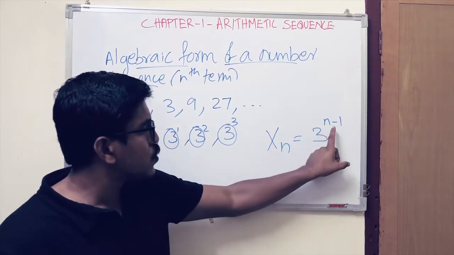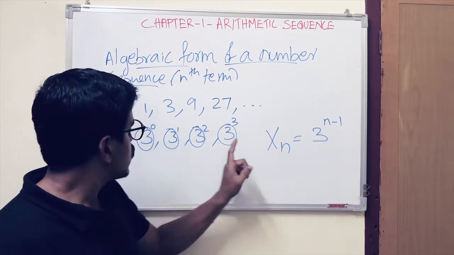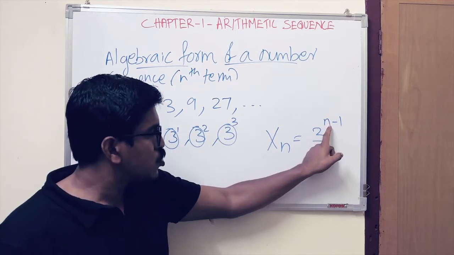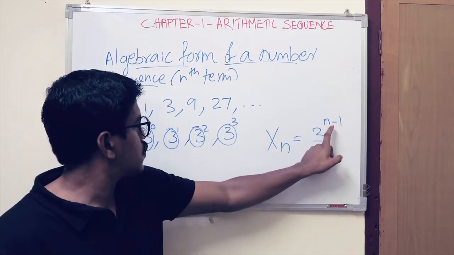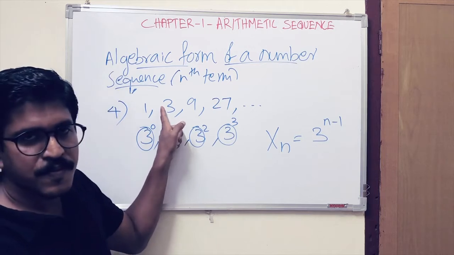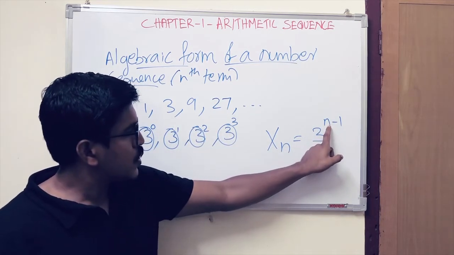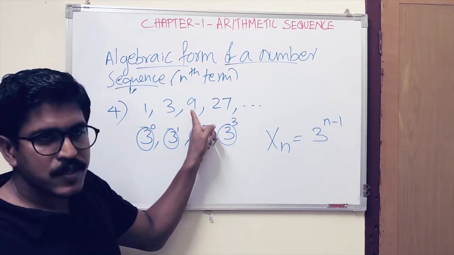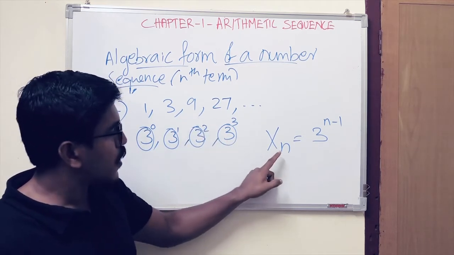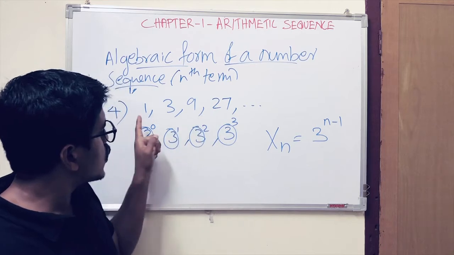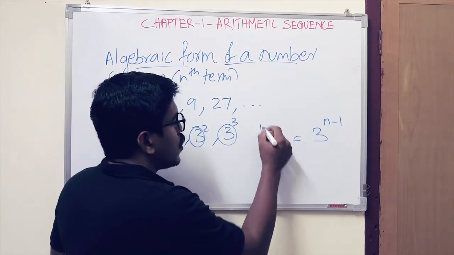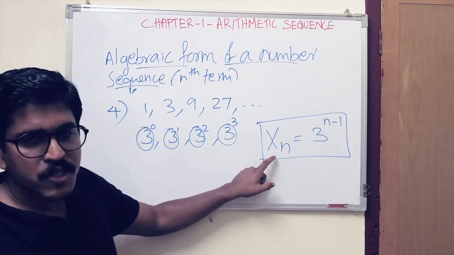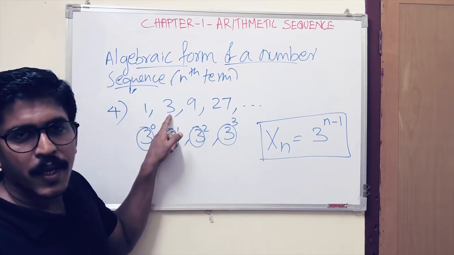If you put n equal to 1, 1 minus 1 is 0, that is 3 raised to 0, which is 1. If you put n equal to 2, 2 minus 1, that is 3 raised to 1, 3 itself. n equal to 3, 3 minus 1, that is 3 square, that is 9 is coming. So in this way we can construct all the terms from this particular form. So this is the general form or algebraic form of this number sequence.